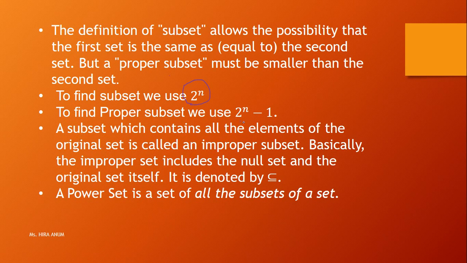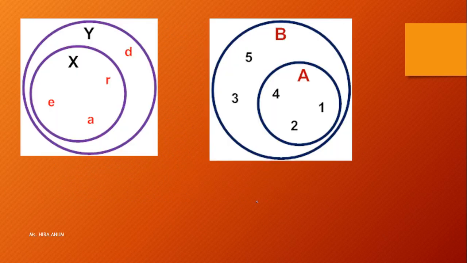So we have to find then 2^n minus A. A subset that contains all elements of the original set is called an improper subset. Basically, an improper subset includes the null set and the original set itself. When we find them, you can see two sets are always there, which are the null set and the original set. This is called an improper subset. A power set is a set which has all subsets of a set.